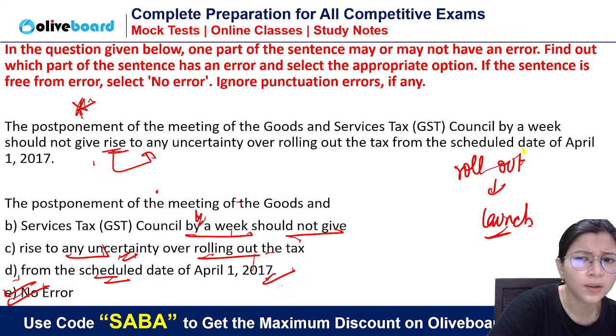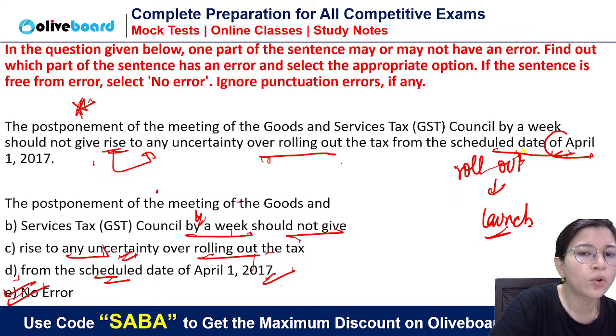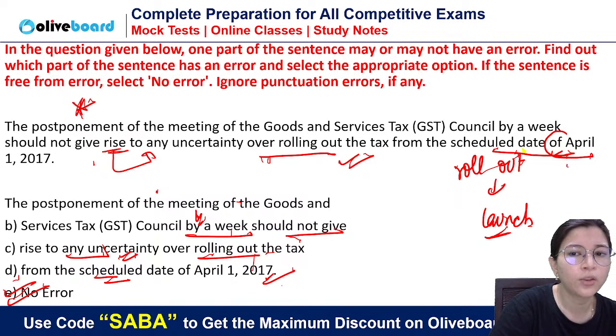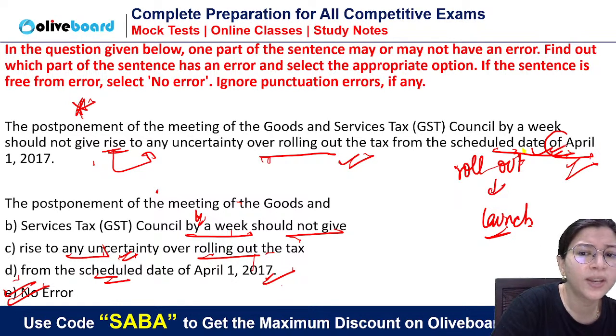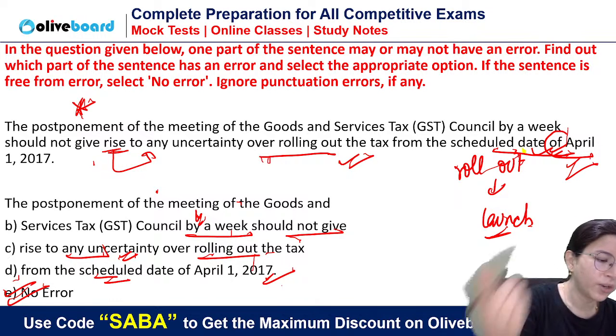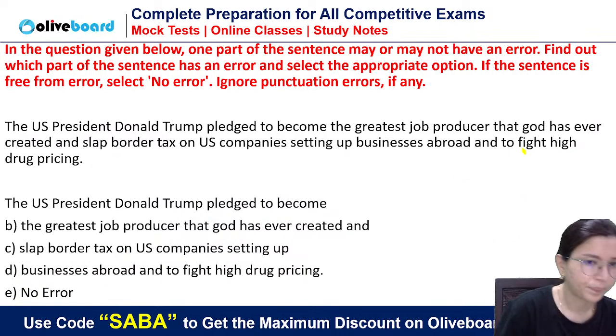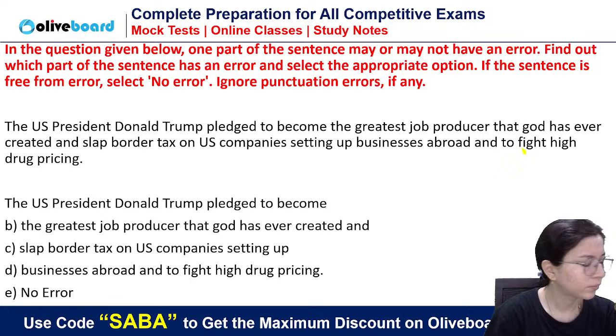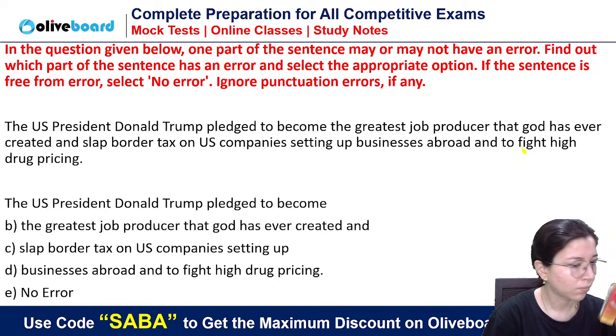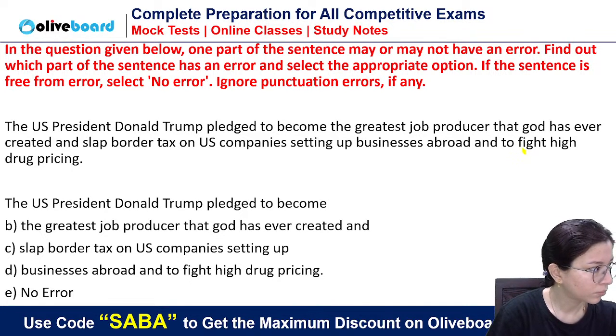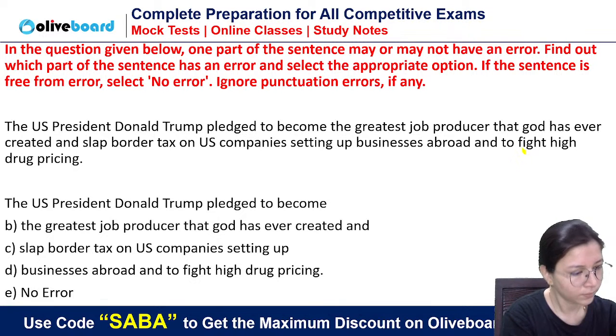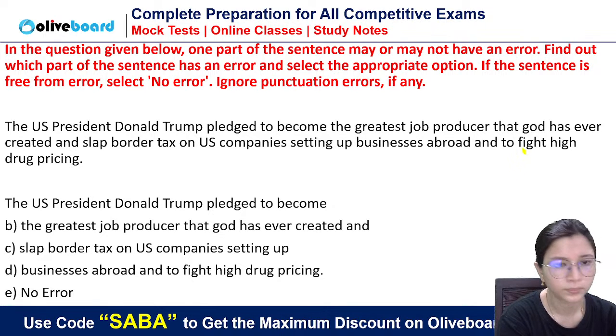Why from, not on this scheduled date of April? This of is used for scheduled date of April. That there is no uncertainty over rolling out. We can use on 1st April also. We can use of April also. See the sentence: scheduled date of, 1 अप्रैल की जो डेट थी scheduled उसके ऊपर की बात हो गई. अप्रैल की डेट से ऑन अप्रैल मतलब 1 अप्रैल को सब कुछ सही होगा.